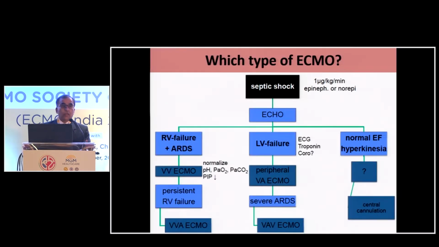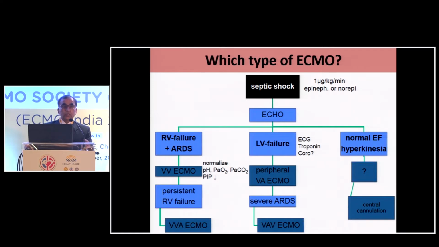So which type of ECMO? This is very important to understand. Now we have diagnosed that the patient is in septic shock, and we have done an echo. On the basis of echo, I'm seeing that the patient is having LV failure. So if there is LV failure, peripheral VA ECMO is the method of choice at the moment.